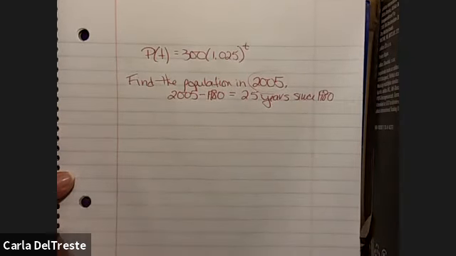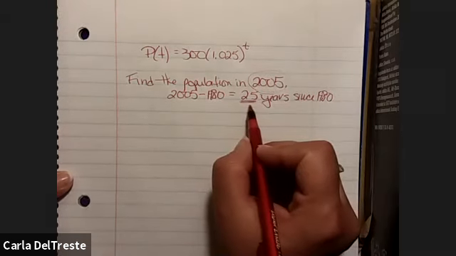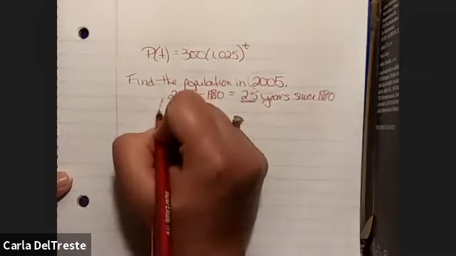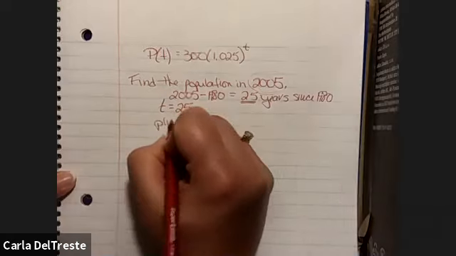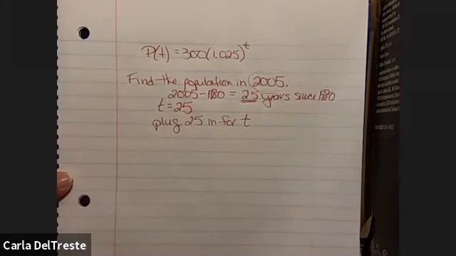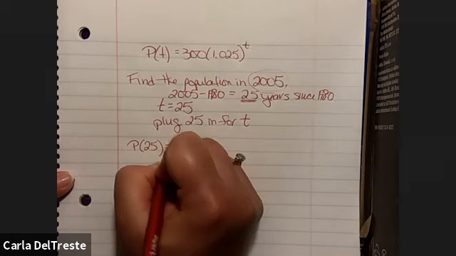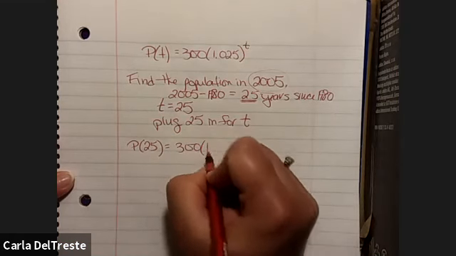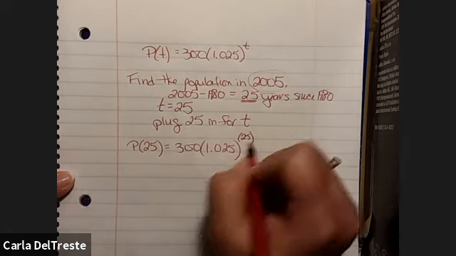Okay, that's what I need to know. So I'm really using a t value of 25 here, because that was what I was measuring, years since 1980. What is this asking me to do? Now I know that t is 25, so I'm being asked to plug 25 in for t in the equation. So I want to know what P of 25 is. That's going to be 300 times 1.025 raised to the 25, okay?